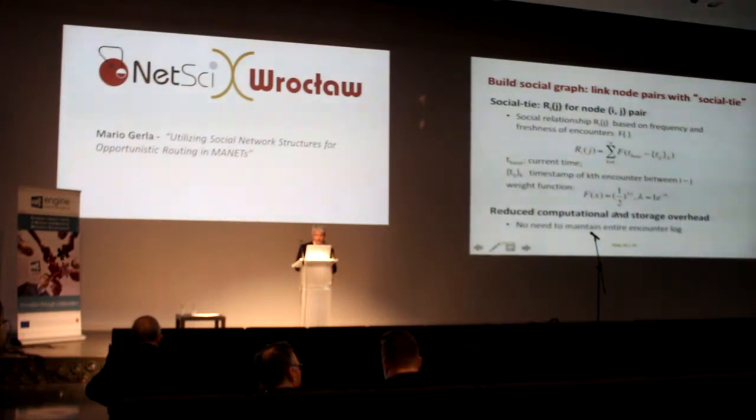And we want to point out that this mechanism of exponential discount is good because we don't have to keep track of all the encounters, you know, so we have just a limited amount of information I have to keep per destination node, right? So it reduces computational and storage overhead.